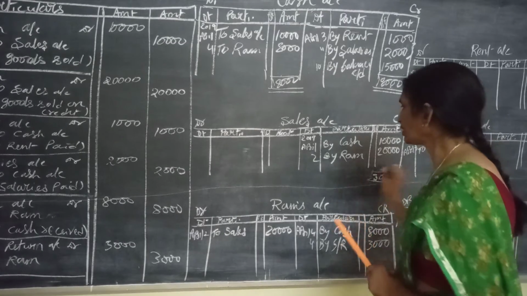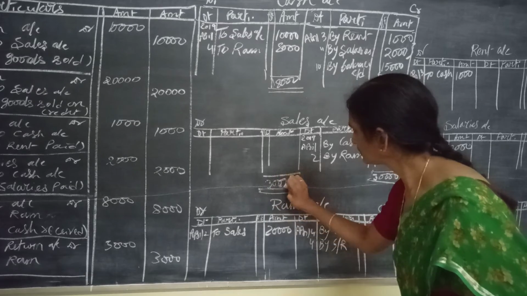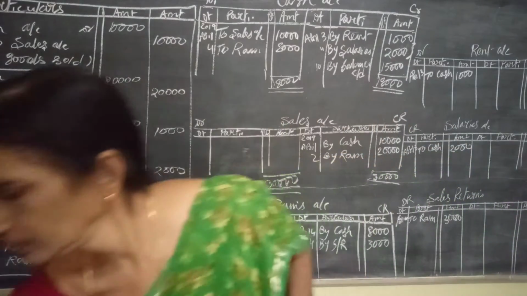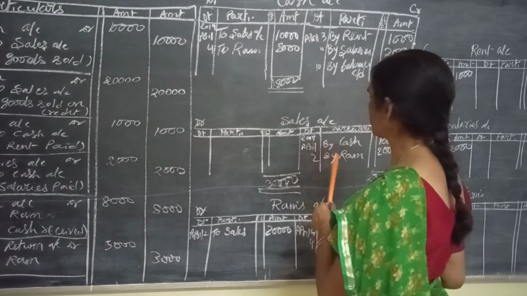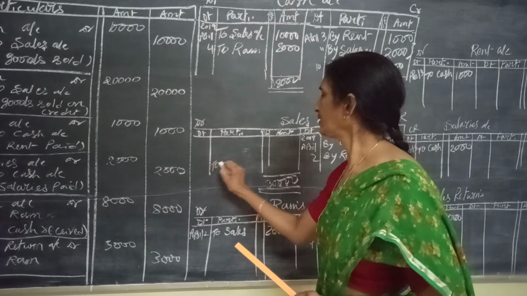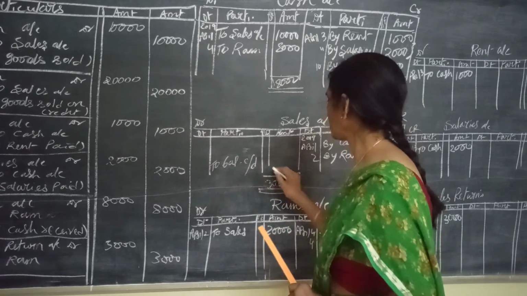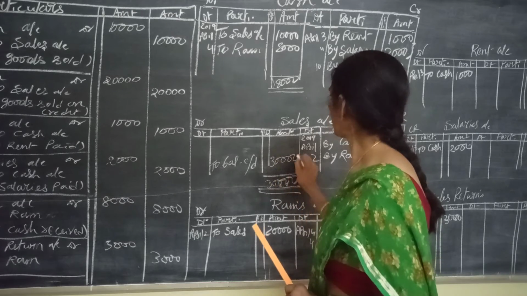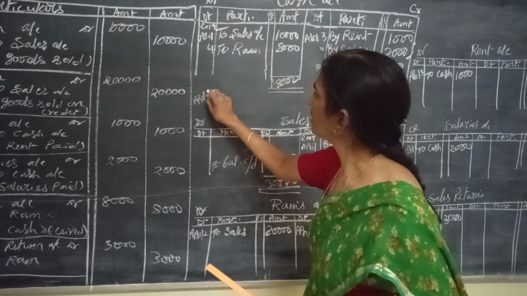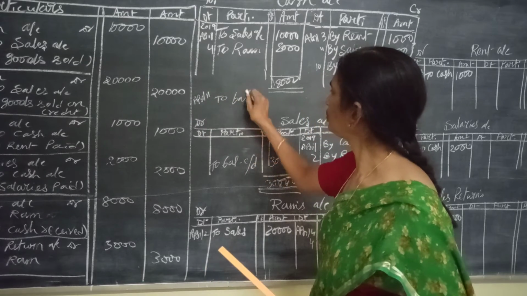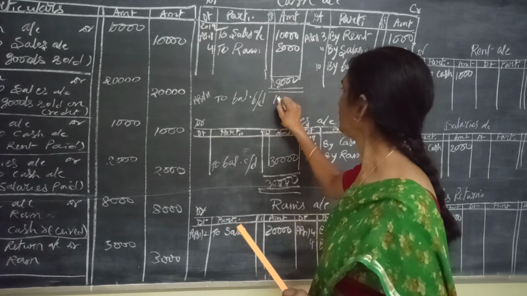Write the highest total on both sides. Whatever the balance here, there is zero amount, so write the total as balance carried down. Carried down means it is carried to the next day. Say here 15,000 on the 10th. On April 11th, the opening balance will be to balance brought down, 15,000.